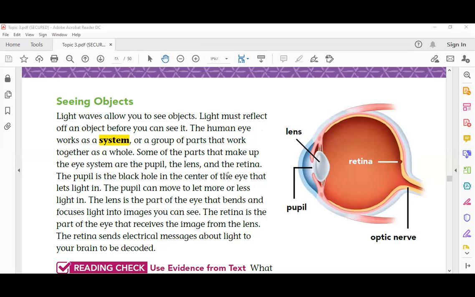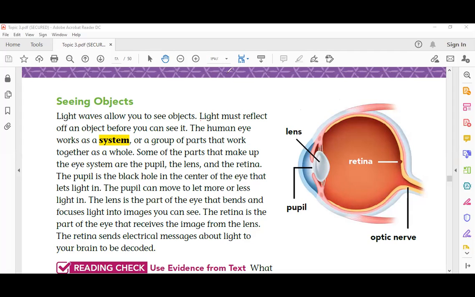Again, the eye. You see objects, or you see the world around you, by your eyes. Your eyes are the organ of sight. This process does not happen as simply as you think.